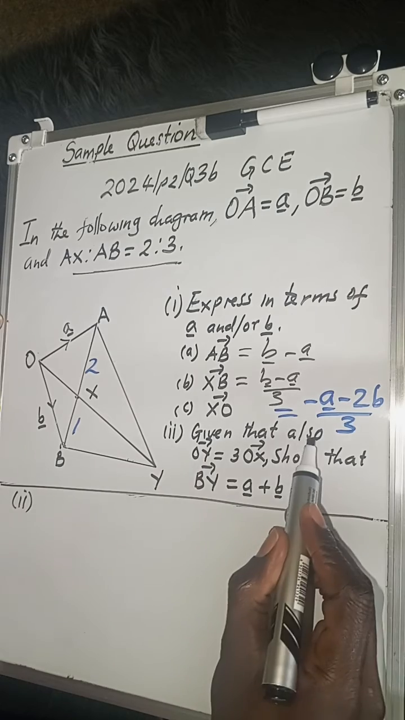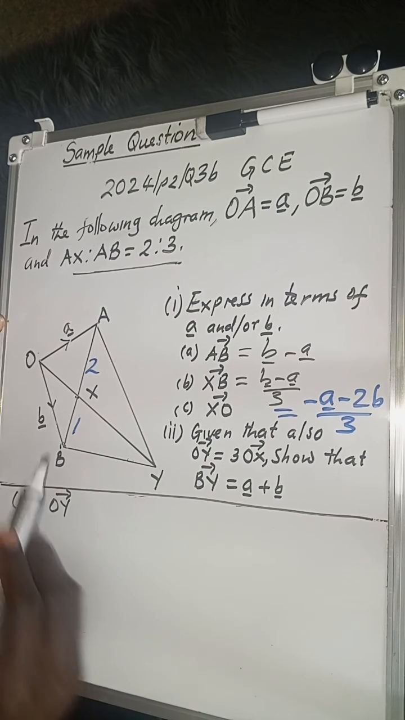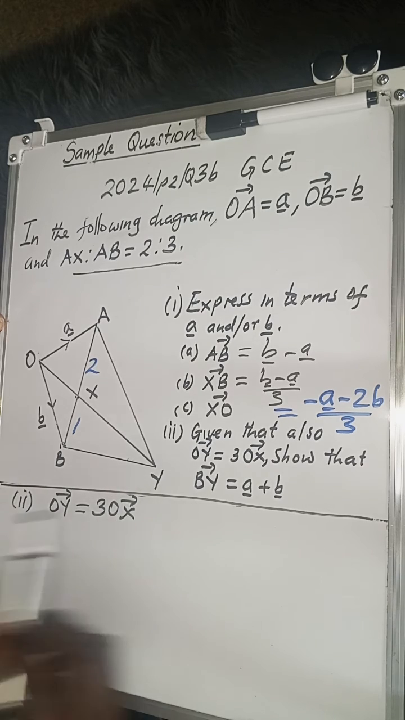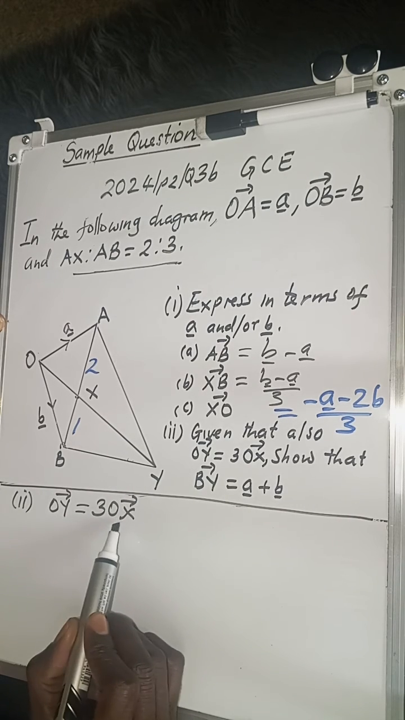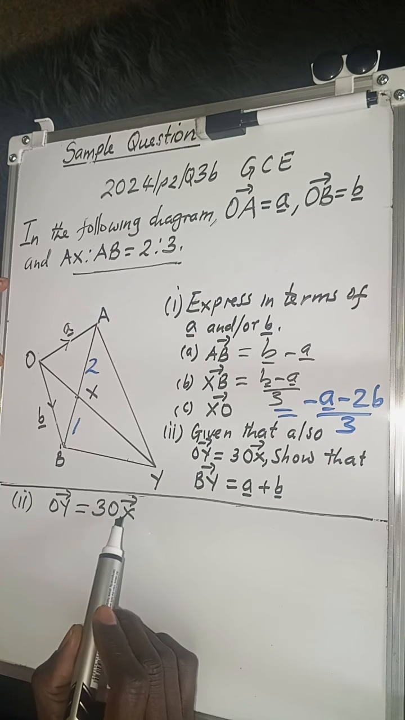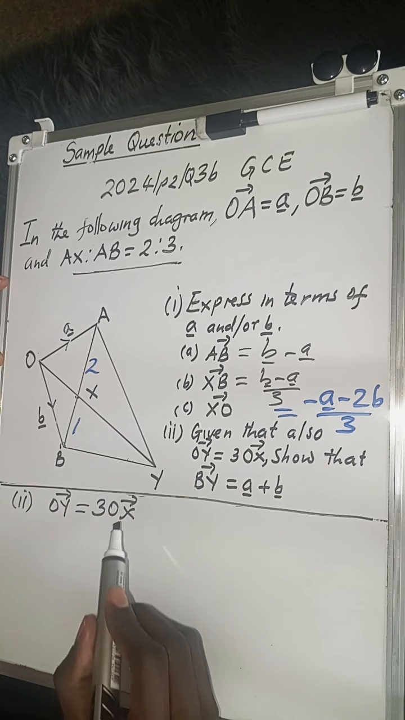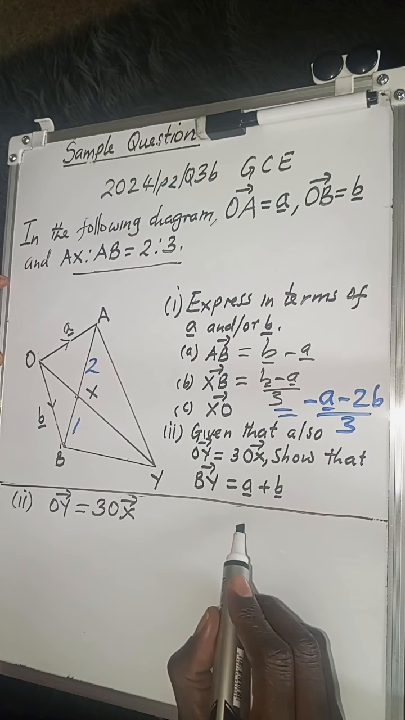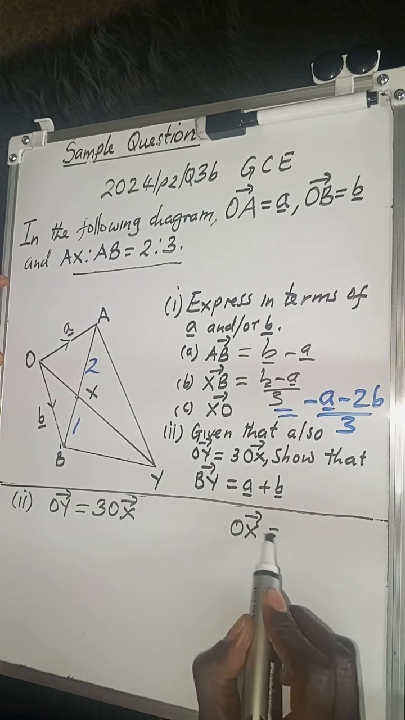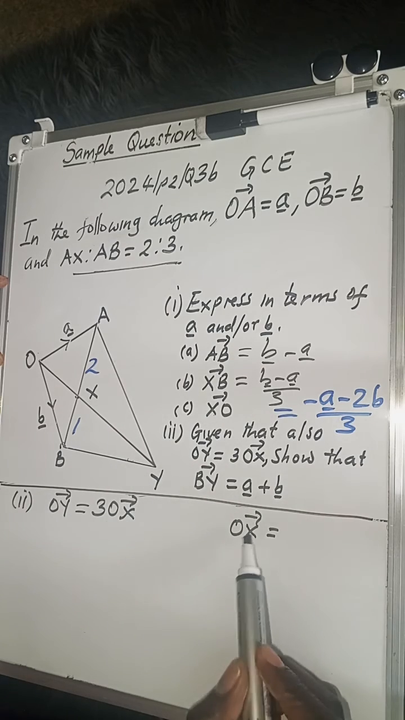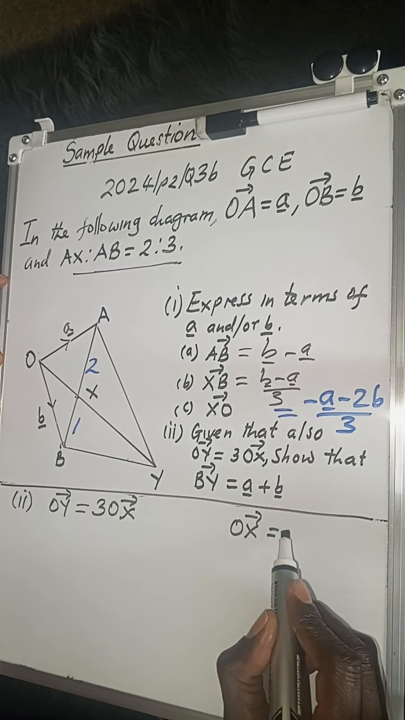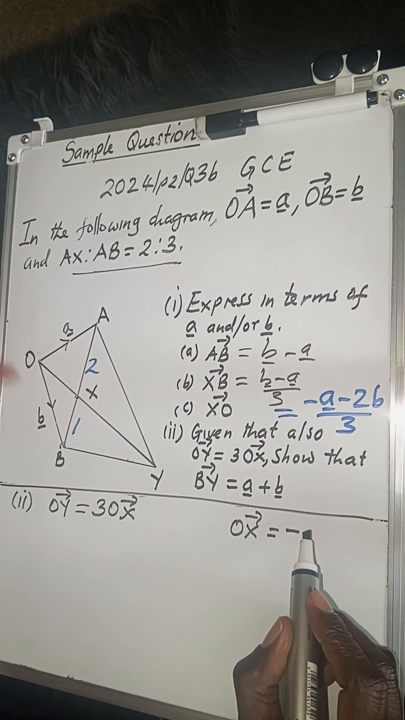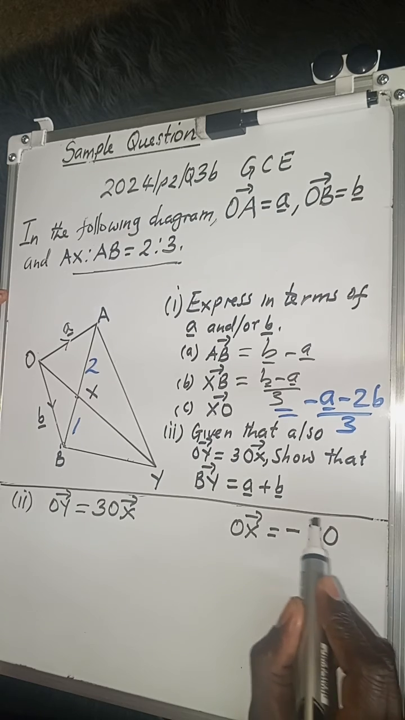Roman 2 says, given also that OY, for you to move from O to Y, you can also say it is 3 multiplied by the vector OX. In other words, it is 3 times the vector OX. That's what we mean. But do you know what OX is? Well, remember, you can find what your OX is. How do you get your OX? Remember, we have found XO, and this is OX. So for you to get OX, you can say it's the negative of the vector XO.